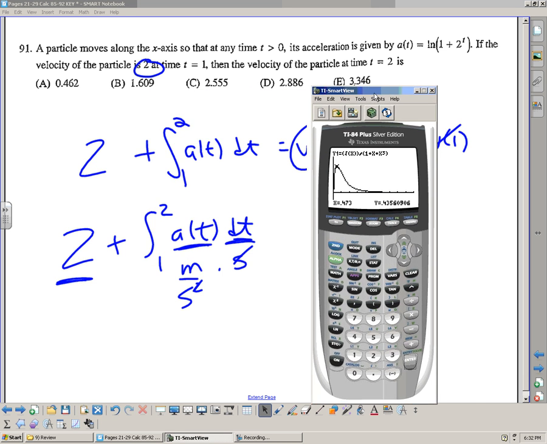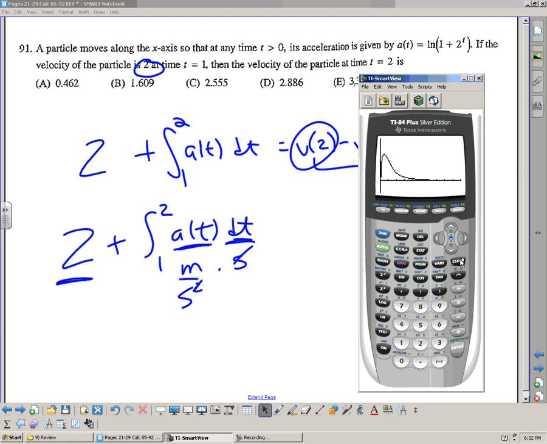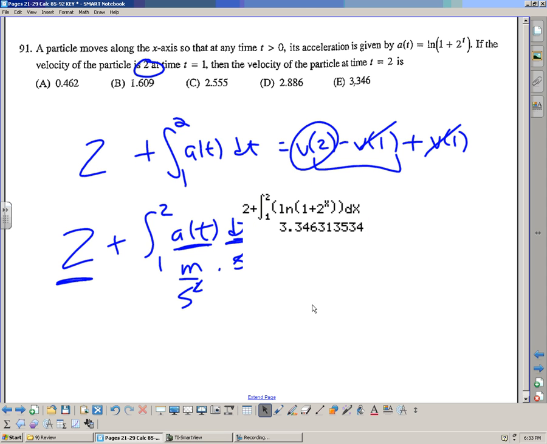So, whoops, here we go. Going to our calculators. We're just going to type in 2 plus math 9, integral from 1 to 2 of ln of 1 plus 2 to the x dx, and out comes 3.34. So 3.346 is the answer.